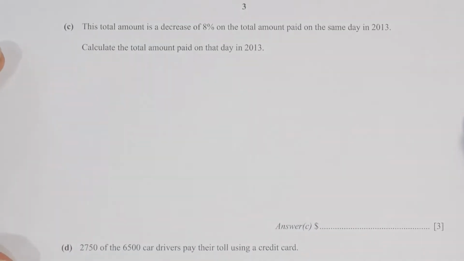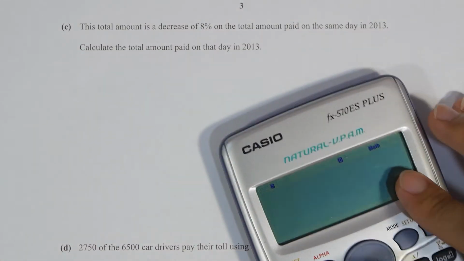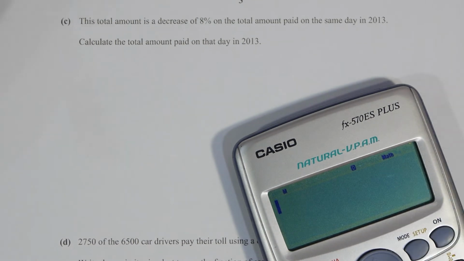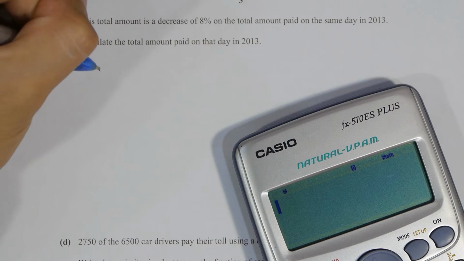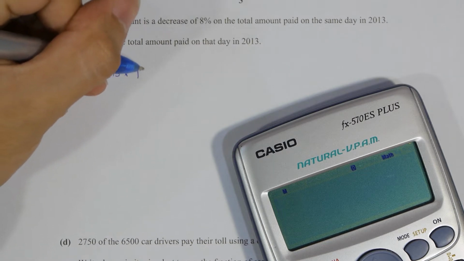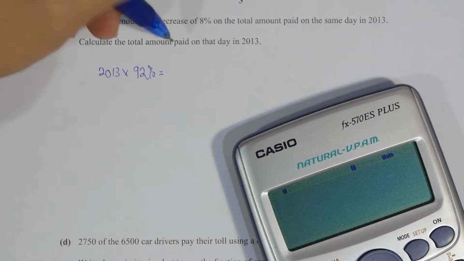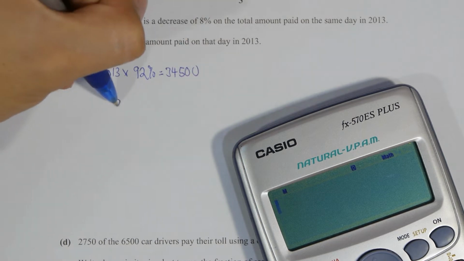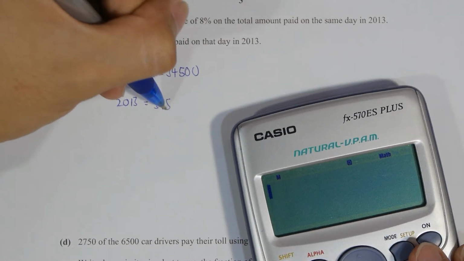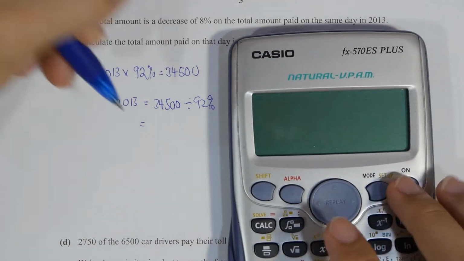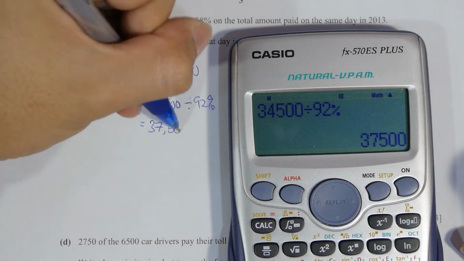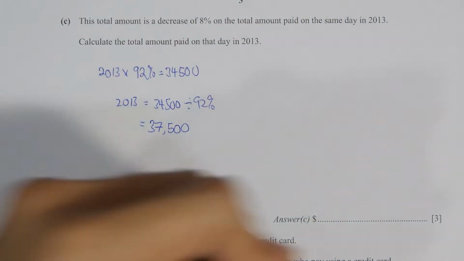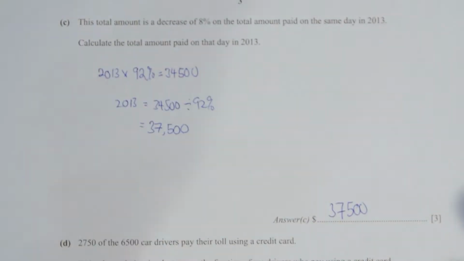So part C, this total amount is a decrease of 8% compared to last year. So the previous year will actually be more. So 2013 times 92% equals 34,500. The reason for 92% is the decrease: just take 100 minus 8%, you will get 92. So divide them, then you get 37,500 as the final answer.